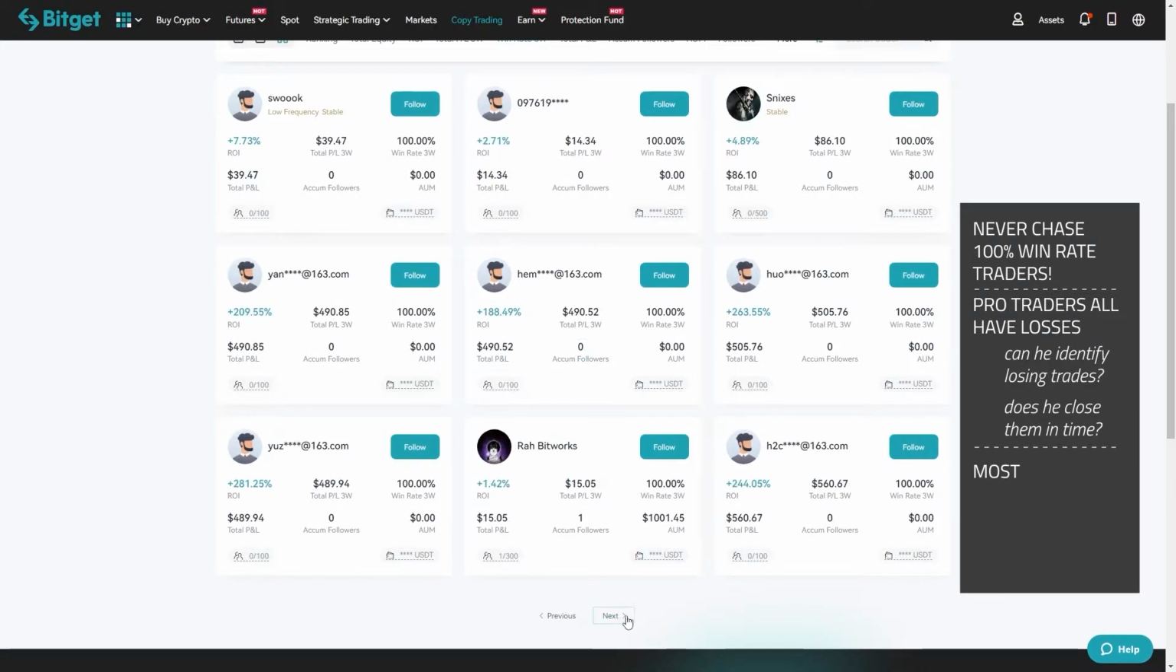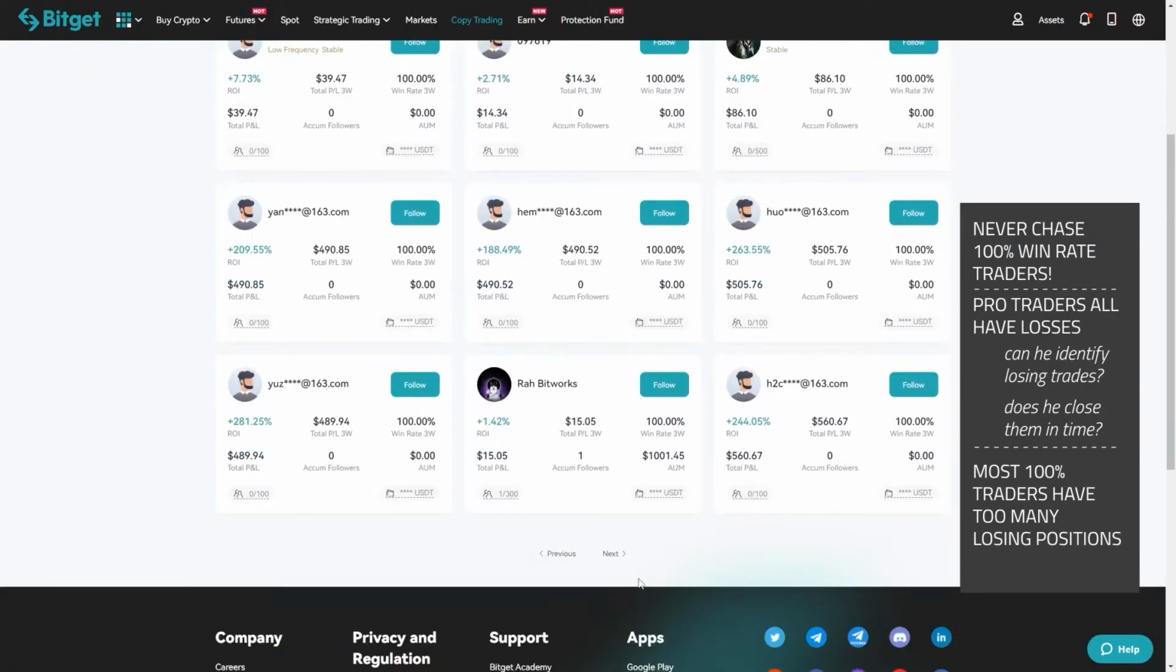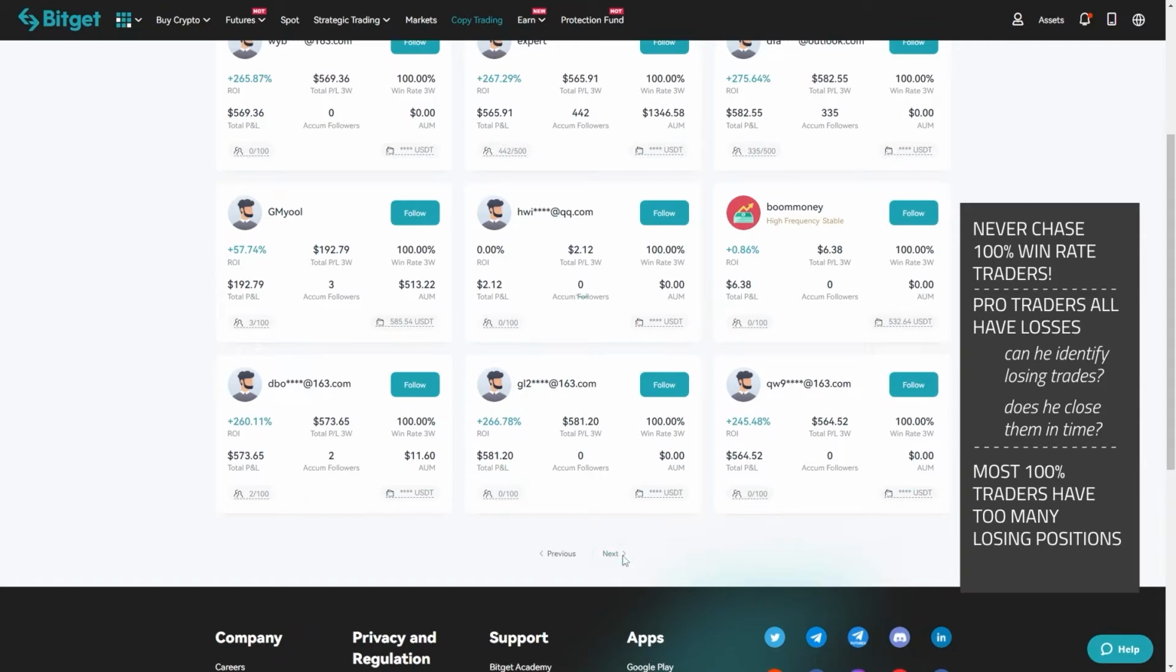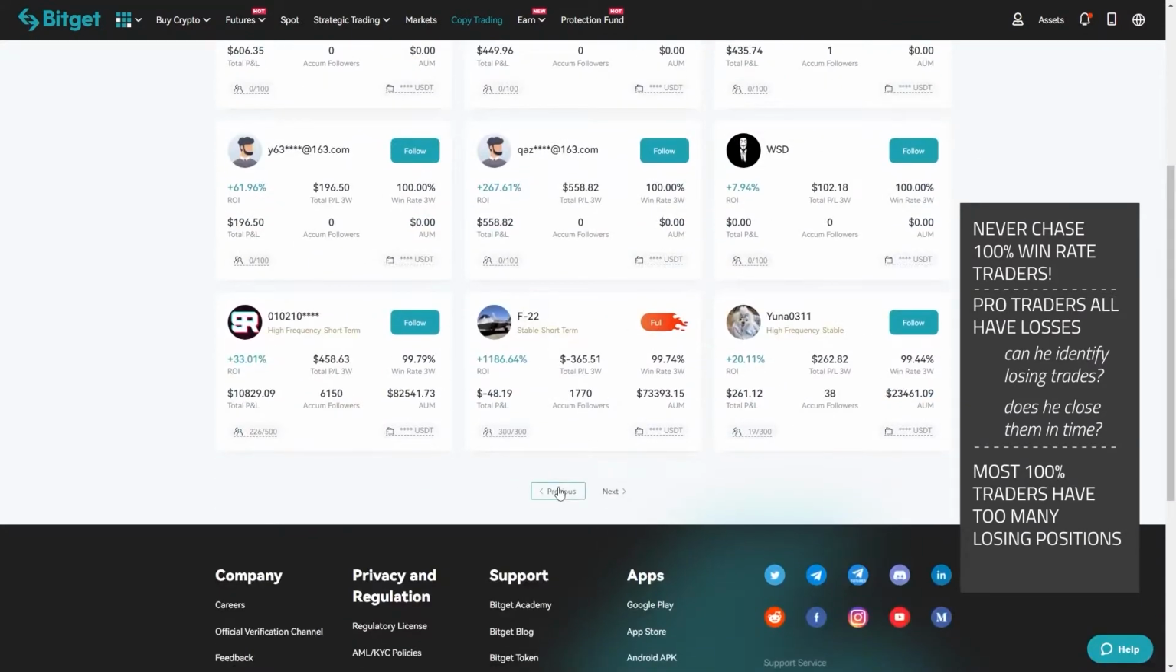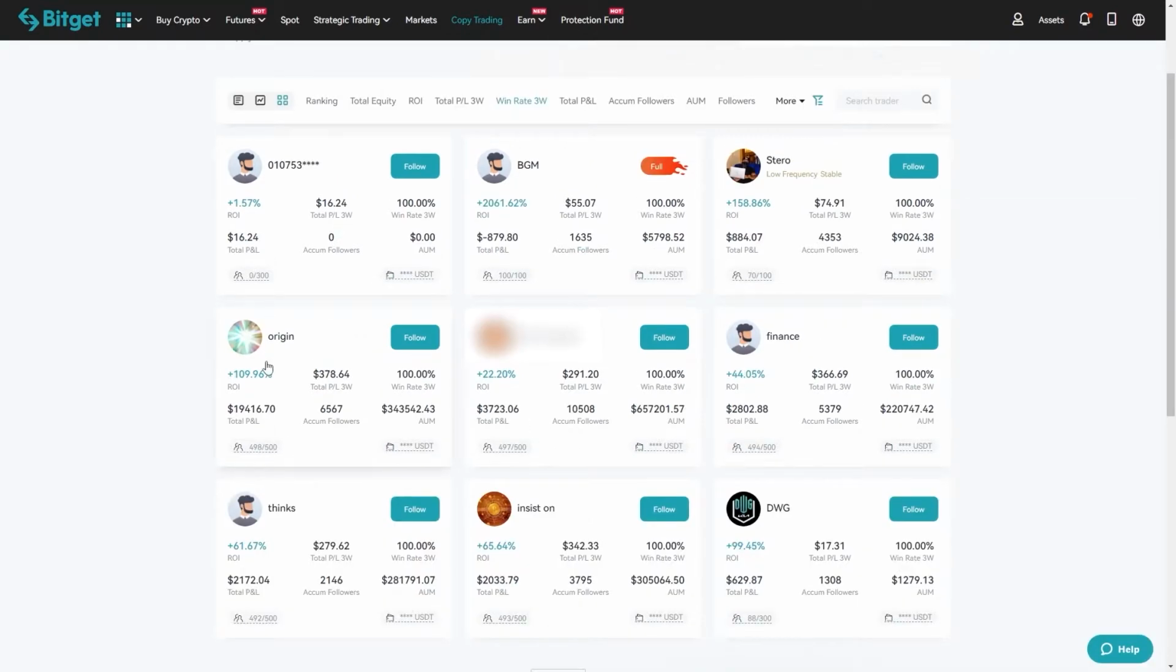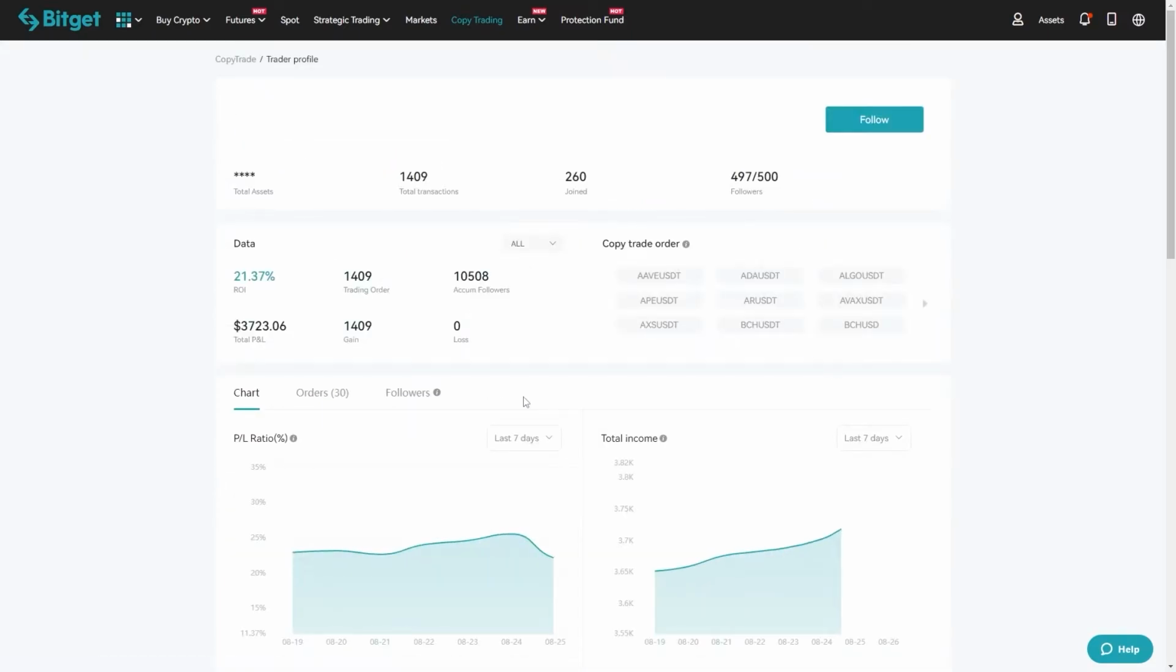So if you just check a couple of traders who have 100% win rate, they will all keep their losing positions open for way too long. So let's just go and see an example. I'm blurring out the name of the trader because I don't want to promote or demote anyone. This is purely to make my point clear.